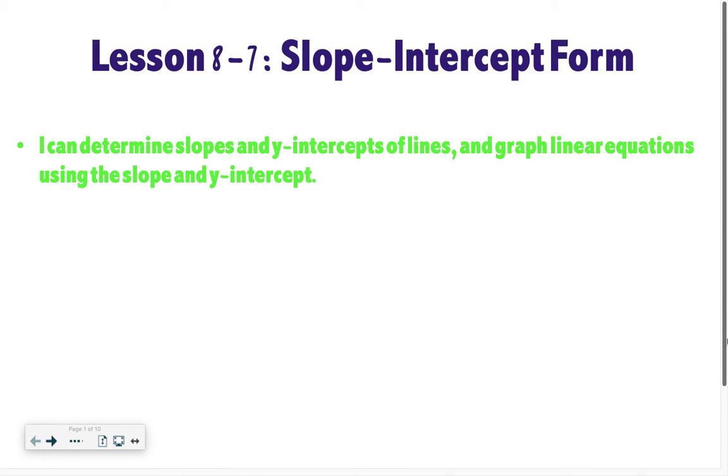By the end of this lesson, you should be able to determine slopes and y-intercepts of lines and graph linear equations using the slope and y-intercept. I'm going to split this lesson into 2 days, so for today, we're just going to look at how to figure out what the slope of a line is and what the intercept is based on an equation. And then in the second day that you do this lesson, you are going to learn how to graph using that slope and y-intercept.